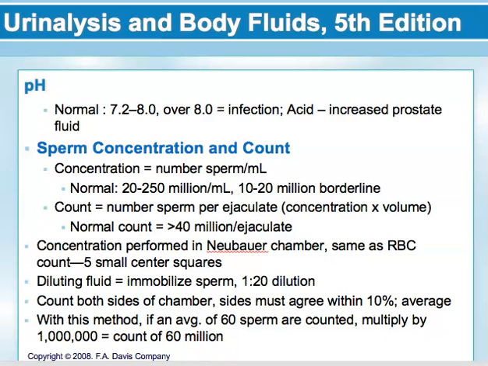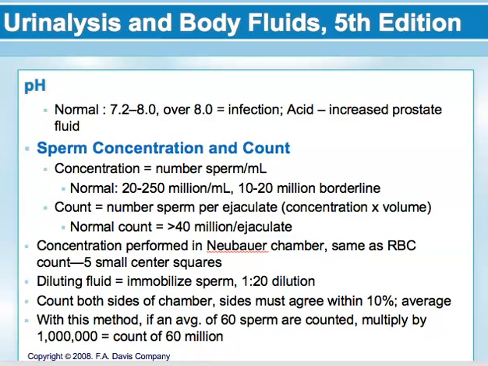The count is performed using your hemocytometer, and the fluid has to be diluted. So it's done with a 1 to 20 dilution, and there's a special fluid, seminal diluting fluid, that you would use for that purpose. The diluting fluid immobilizes the sperm so that they can be counted. So again, you're going to count both sides of the hemocytometer, the 4 outer and 1 inner square of the red cell counting area is where you're going to count.